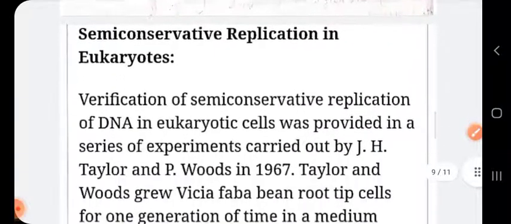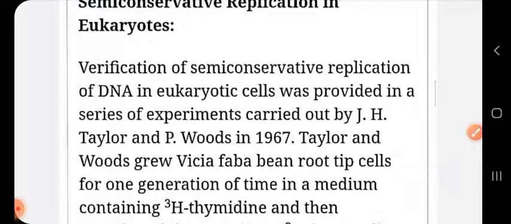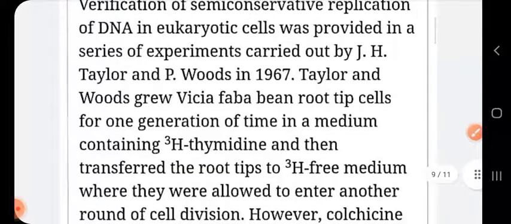Similar replication has been shown by J.H. Taylor and P. Woods in eukaryotes as well. That was the case for prokaryotes, but if someone asks how the semi-conservative nature of DNA replication is explained in eukaryotic cells, the verification of semi-conservative replication of DNA in eukaryotic cells was provided in a series of experiments conducted by J.H. Taylor and P. Woods in 1967. Let's see what Taylor and Woods have done.